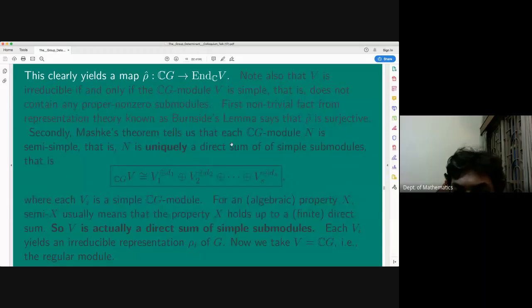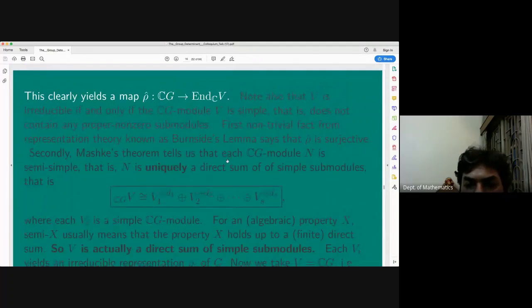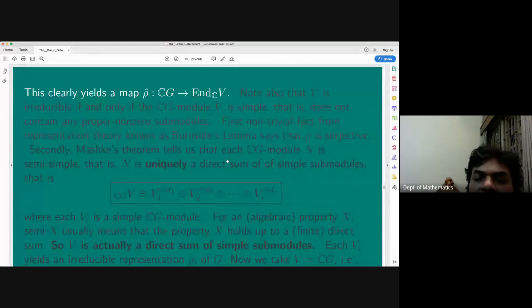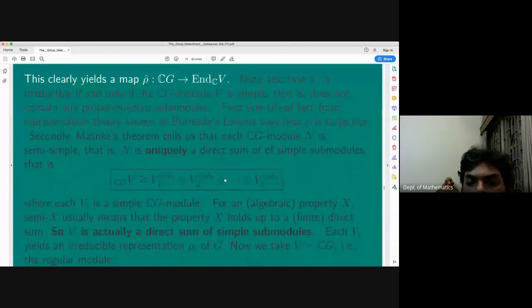Okay, so now I want to recount two basic, fundamental facts from representation theory. If you just take note of these two facts, it is enough for most applications. One is called Burnside's lemma, which says that the map rho hat that we get from CG to M_n(C) is surjective, meaning every linear transformation of V arises in the image of this. How is rho hat defined? You take an element of the group ring of the form the sum of alpha G times G, and you map it to the sum of alpha G times rho G. This is a linear combination of the linear transformations rho G, and this map is surjective. This is called Burnside's lemma.